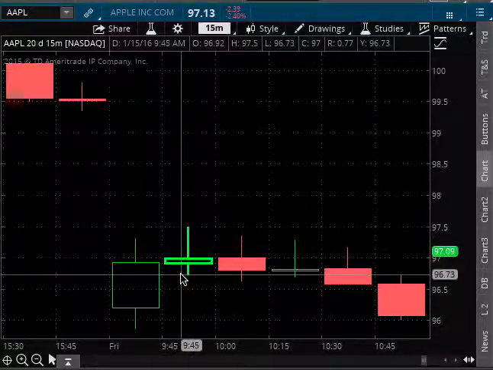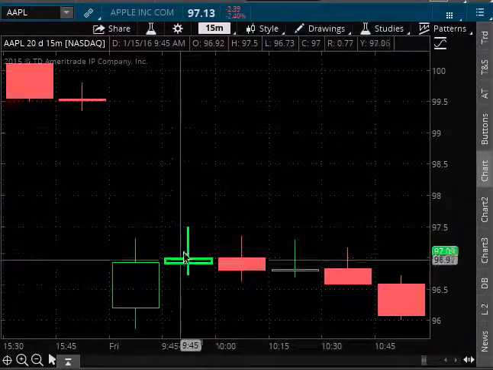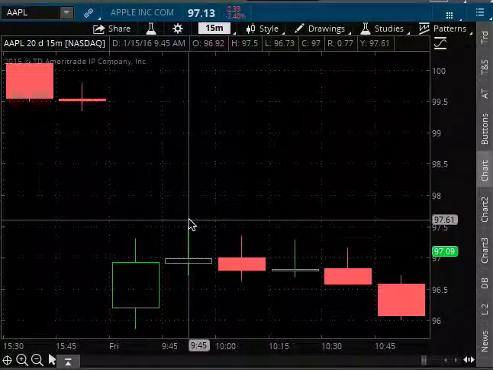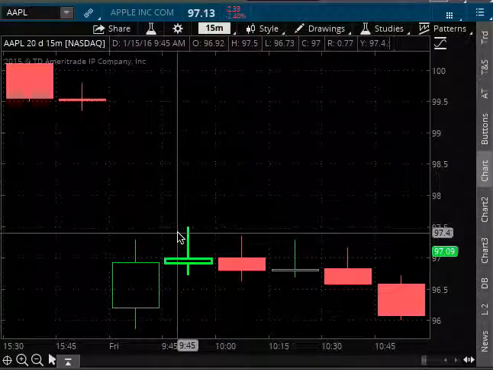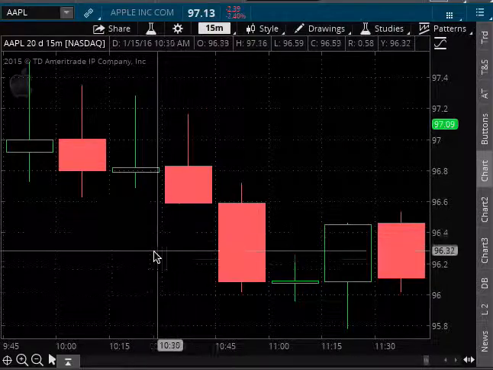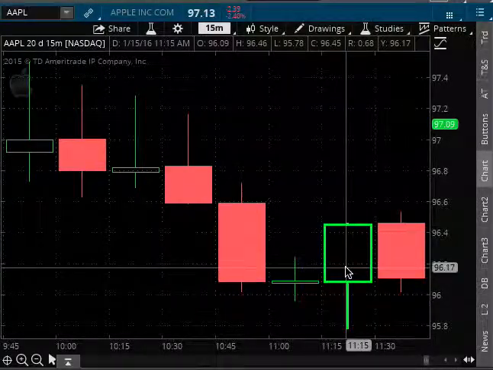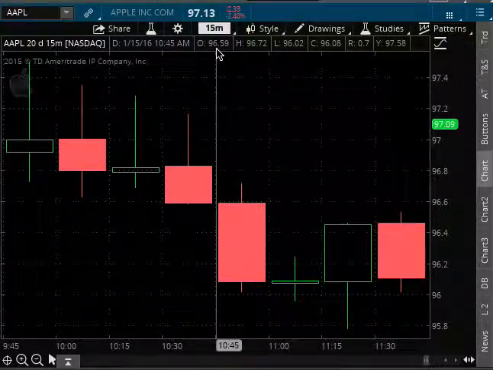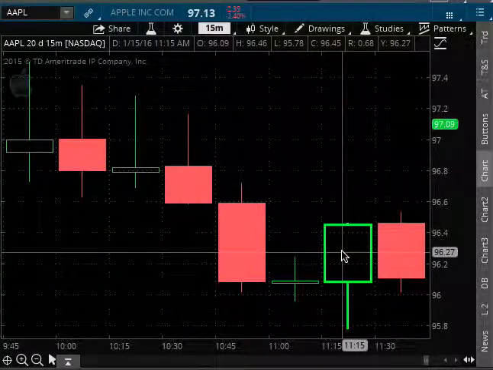And you can read candles at any particular time. So if you call me and you say, hey, what was the opening price of Apple at 11:15? All right, well, let's go to the 11:15 candle. This is the 11:15 candle. At 11:15, Apple opened at $96.09.